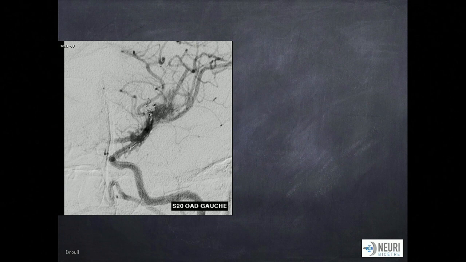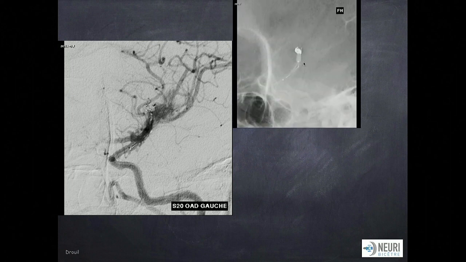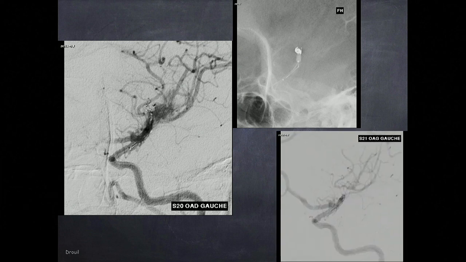And when you have such a complication, you always have to apply the same maneuver. You inflate the balloon first to stop the bleeding. Immediately, you have a huge vasospasm, so you are blind. And then you have to coil. You don't remove the coil from the subarachnoid space. And you infuse intraarterial nimodipine.